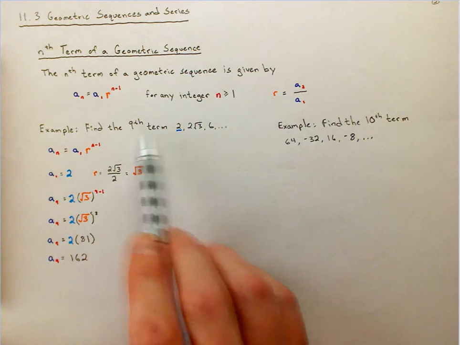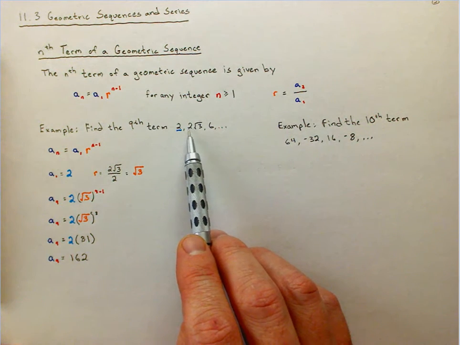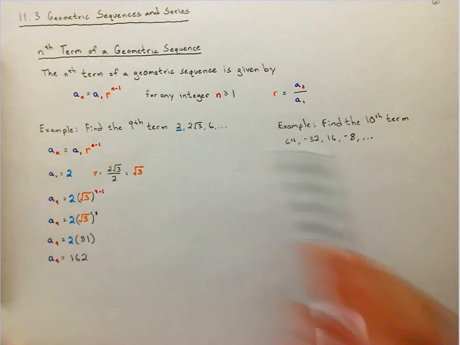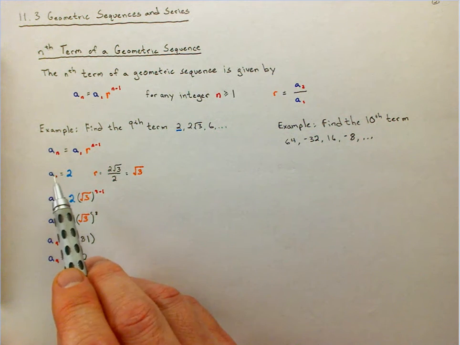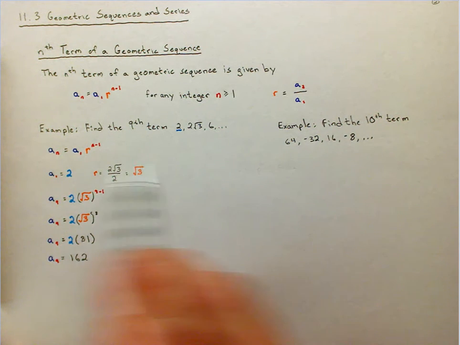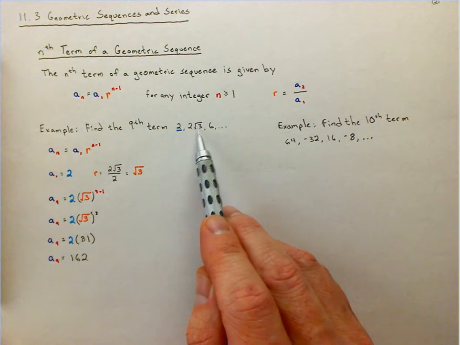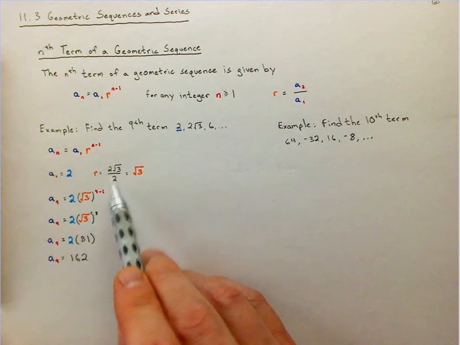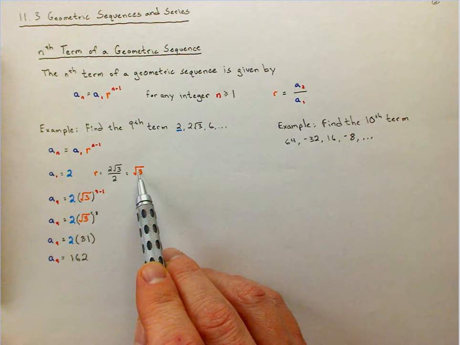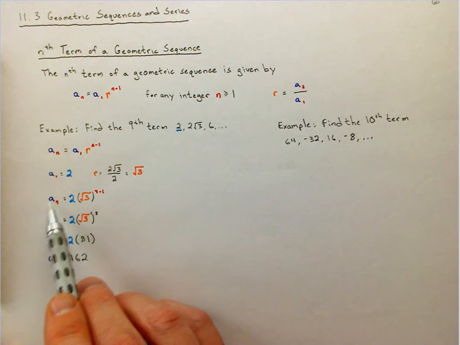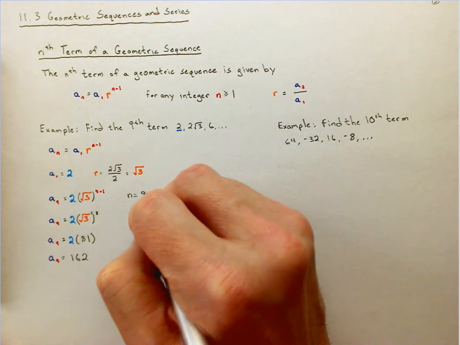So find the ninth term. And here is our sequence, 2 and 2 radical 3 and 6 and so forth. So I identify a sub 1 and a sub 2 and I find my r. A sub 1 is 2 and a sub 2 is 2 radical 3. So a sub 2 divided by a sub 1 gives me my r. r is radical 3. So find the ninth term. That's where I get a sub 9. So in this right here, n equals 9.